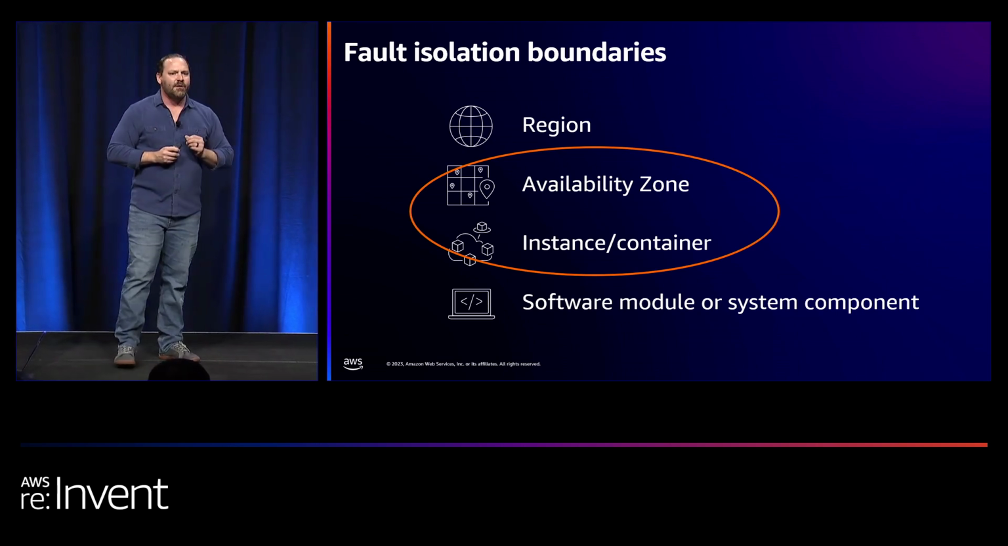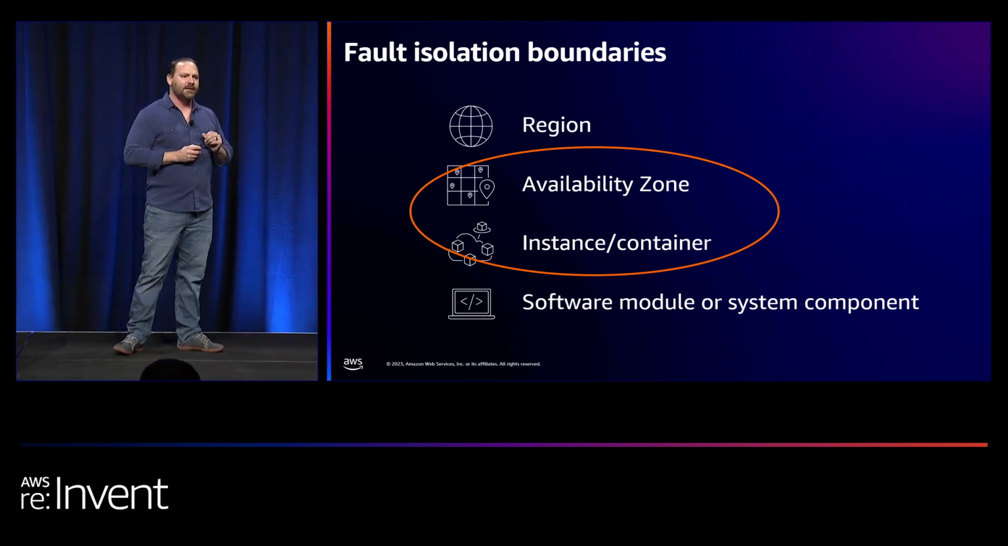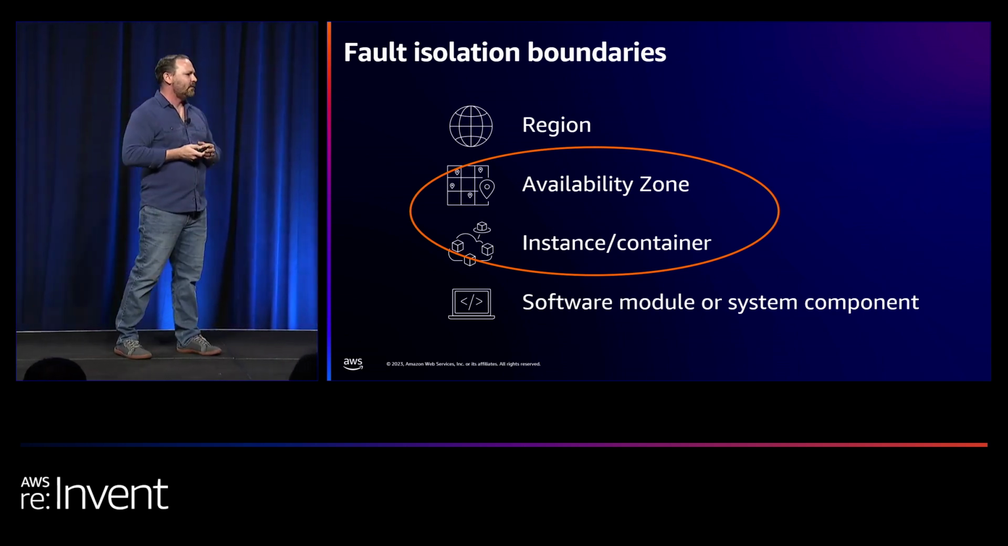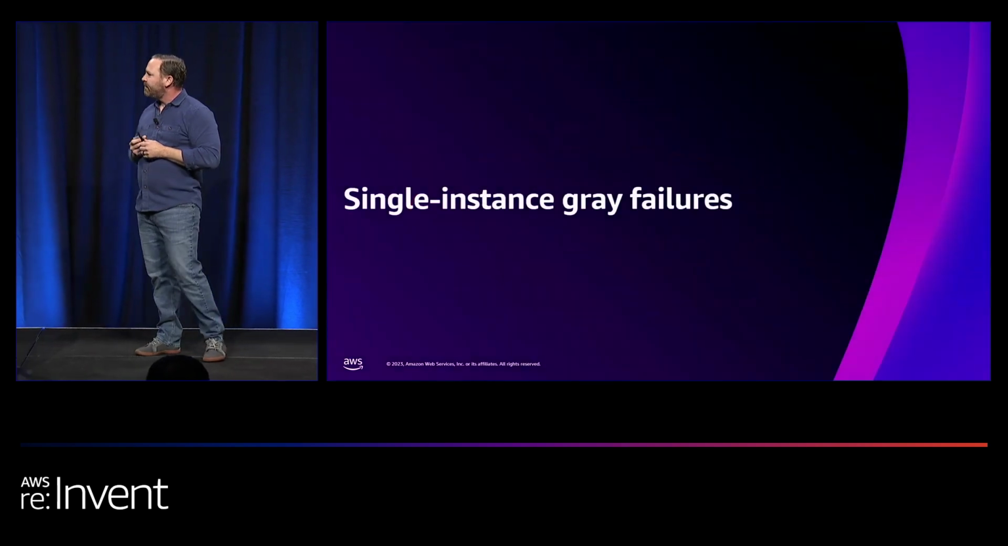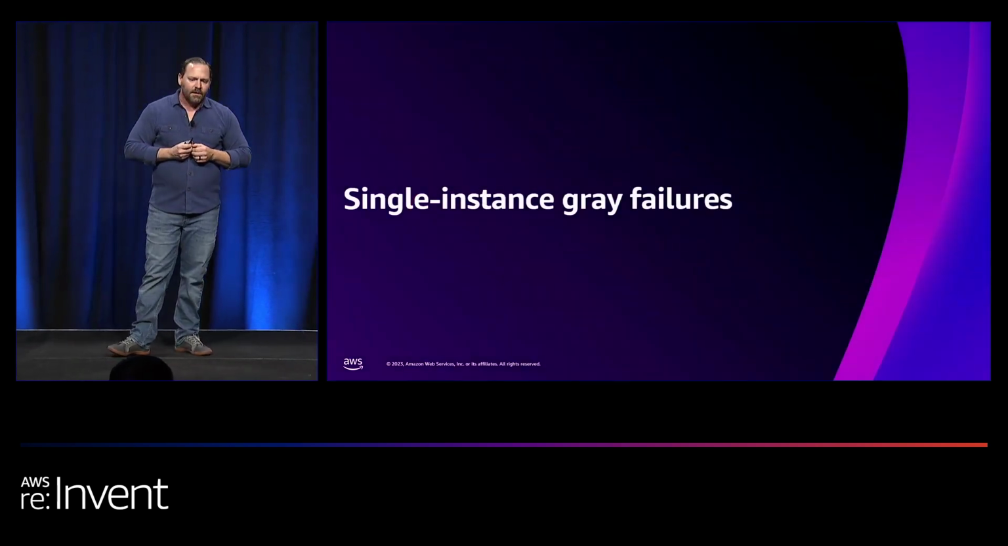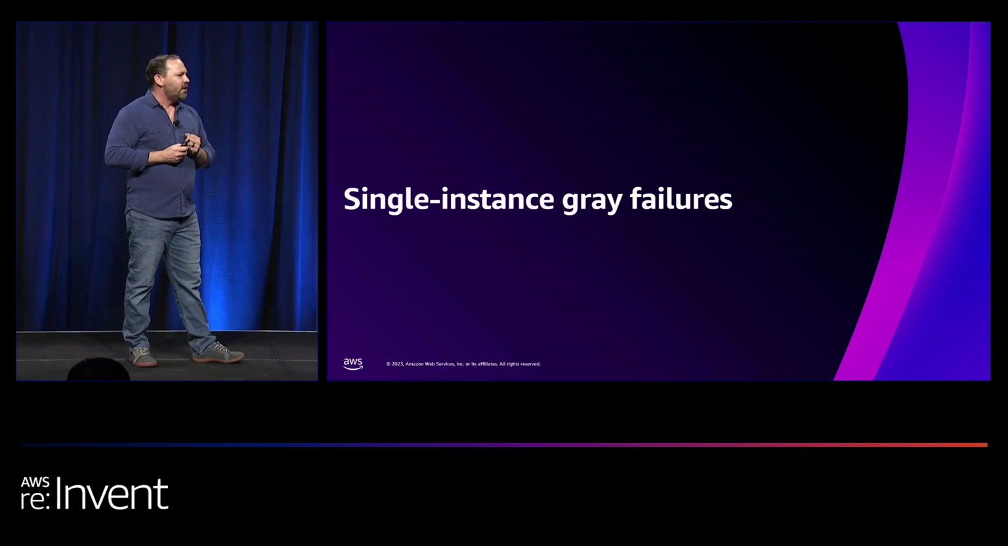Today, I'm going to focus on availability zones and instances as the fault containers where we may see gray failures. And this is where we typically see gray failures occur the most. So let's talk about single host gray failures.